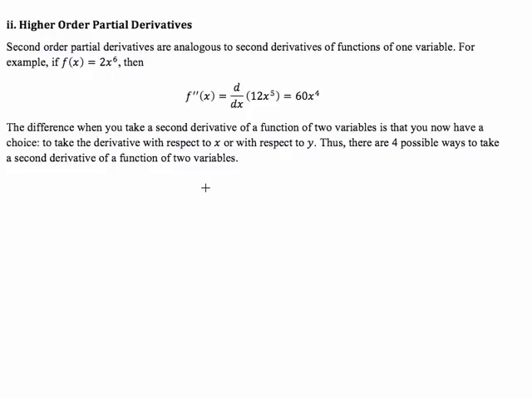But when you take the second derivative, we start with f of x, y, and we have two choices. We can take the derivative of that with respect to x. And I'm going to write it with both notations here. Or we can take the partial of f with respect to y.